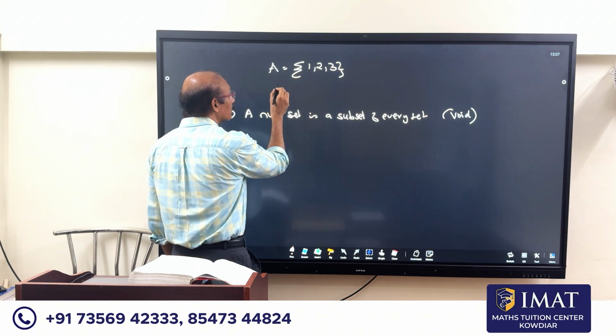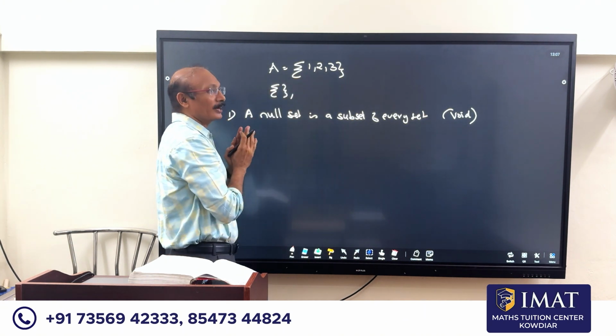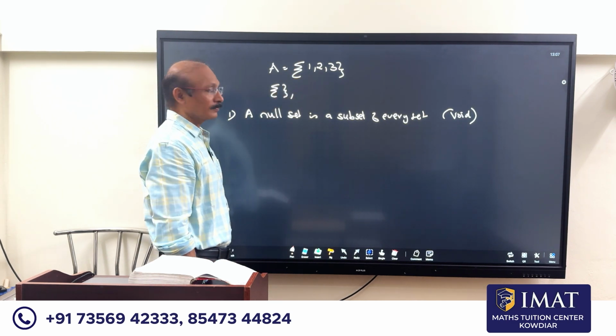And how do you write a null set? This is one way of writing a null set. You just write the curly brackets without writing any elements in them. So this is a subset of the set. 2.